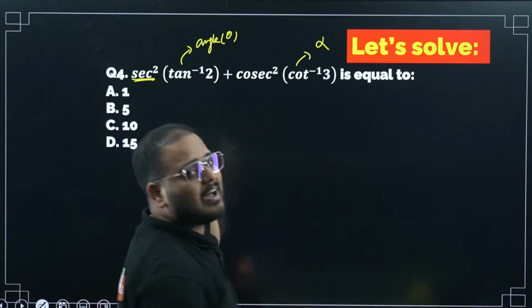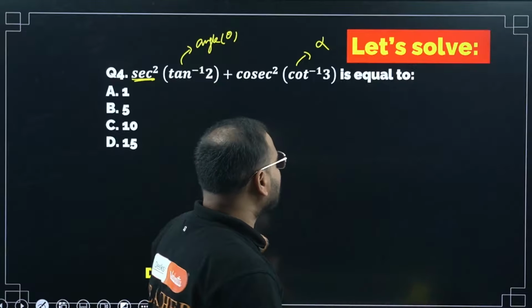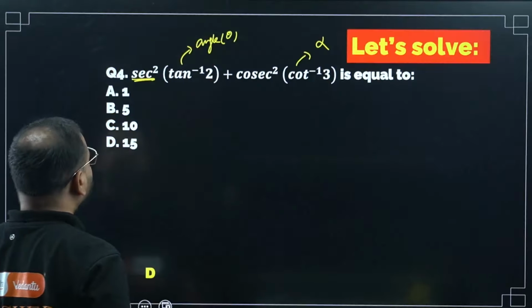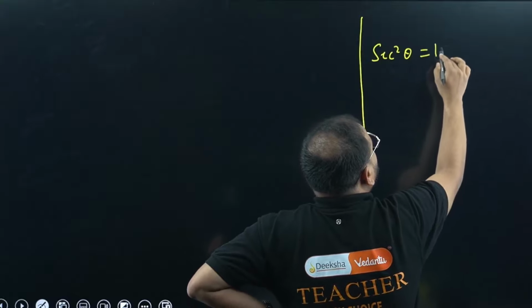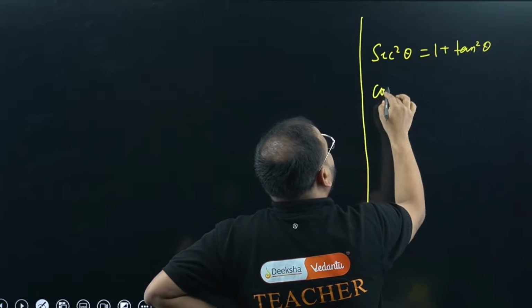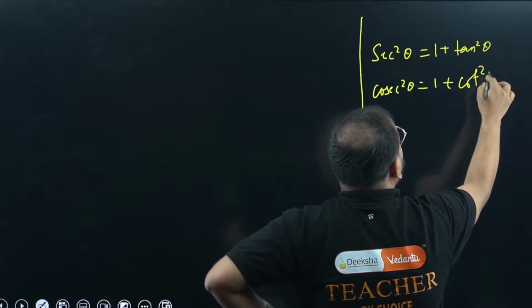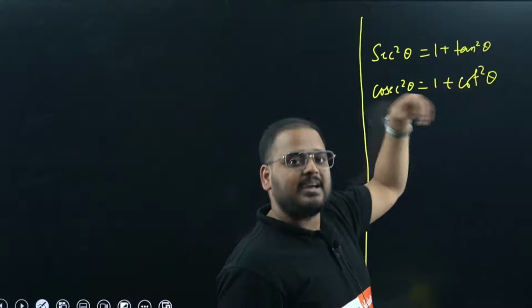Whenever I have a square value, what have we learned? We have learned some trigonometric identities. We have learned these two formulas for sec square and cosec square. Sec square of theta is equal to 1 plus tan square of theta, and cosec square of theta is equal to 1 plus cot square of theta. Now we will apply this identity in the given question.